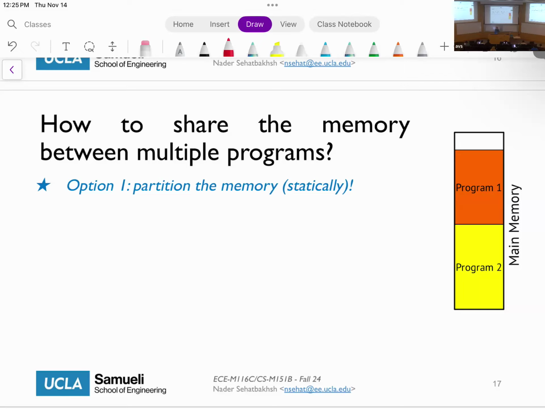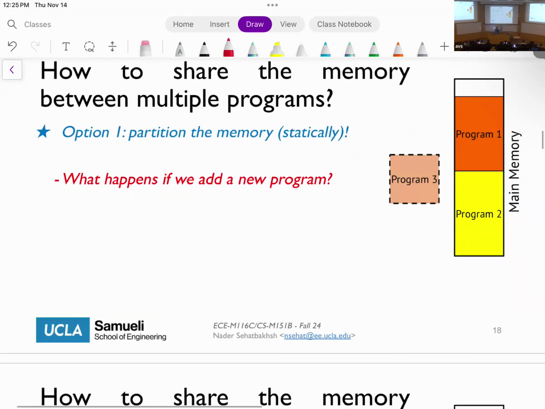Modern systems, of course, cannot do this. So for example, if I want to add a new program, because that's typically what you do in your system, right? You open a new window or close a window, you call a new terminal. You constantly add and remove processes in your system. With this static approach, unfortunately, adding and removing programs is not easy, right?